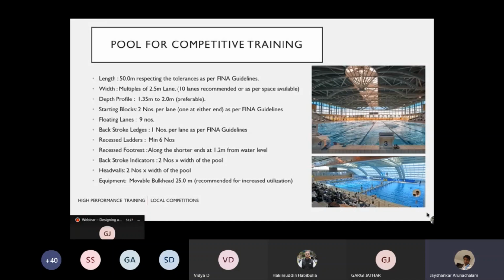starting blocks. We will have 6 recess ladders, footrest along the shorter end at 1.2 meter level, backstroke indicators on both sides, both the extreme ends of the pool, and 2 head walls on the shorter ends. If required to accommodate any special program, multiple people, various kinds of activity, we can always have a bulkhead. So as I said to you, it can be for high performance training as well as local competition.